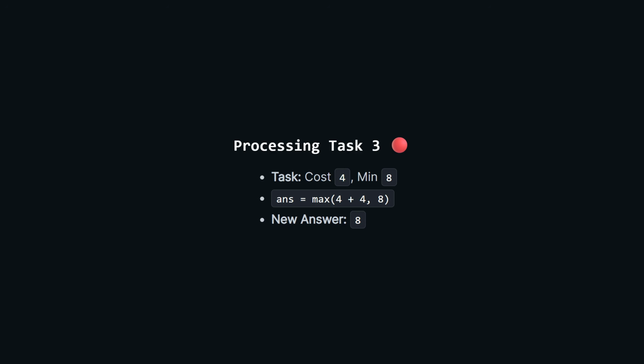Finally, the last task costs 4 and needs 8. Our previous total of 4 plus this cost gives us 8. The minimum requirement is also 8. The maximum is 8. And just like that, we found our minimal starting energy.